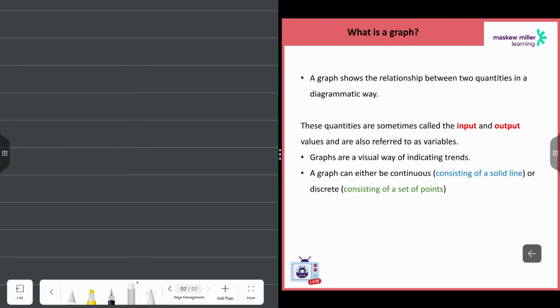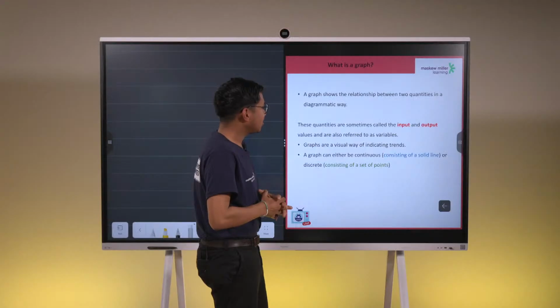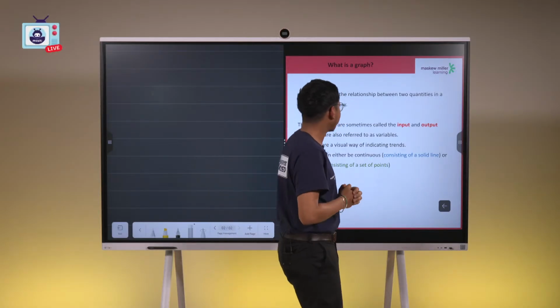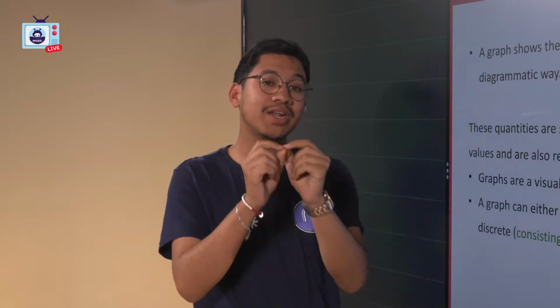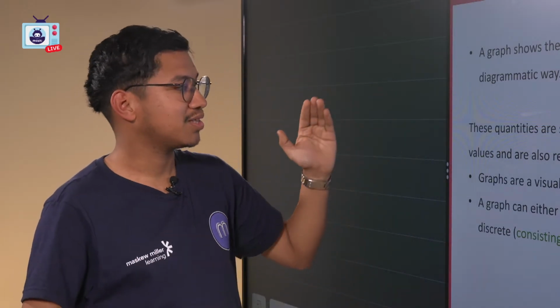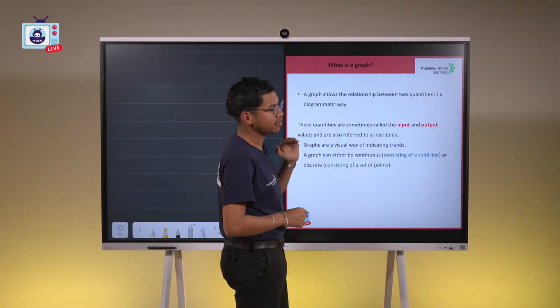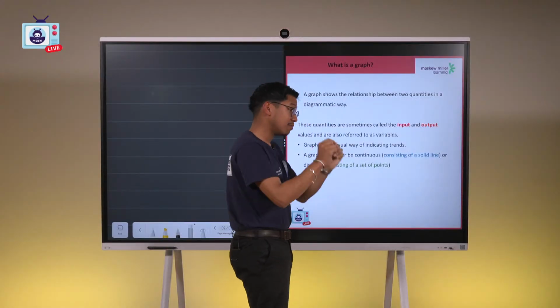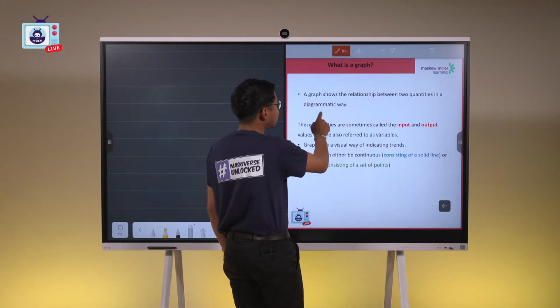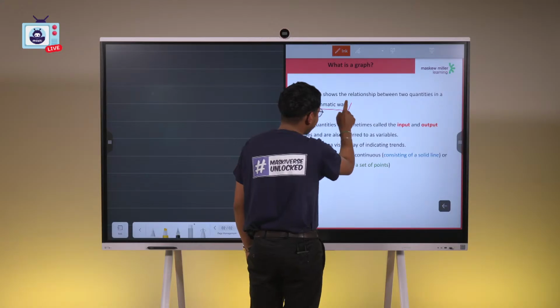But before we can start with the topic of interpretation of graphs, we need to ask ourselves, what is a graph, right? And a graph shows the relationship between two quantities, which is what? The dependent and the independent variable, or the input and the output. But very important, what I want to emphasize here, it is quantities which is shown in a diagrammatic way.